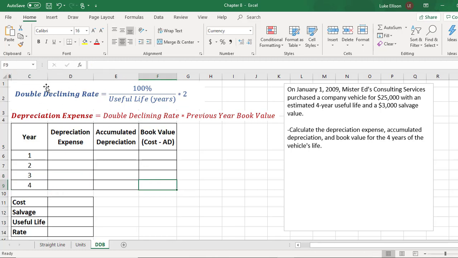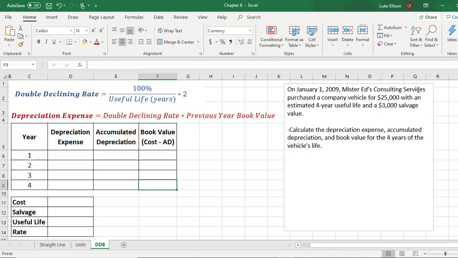First we find the double declining rate, which is 100% divided by the useful life in years multiplied by 2, and then we find the depreciation expense by taking that rate that we just calculated and multiplying it by the previous year's book value.